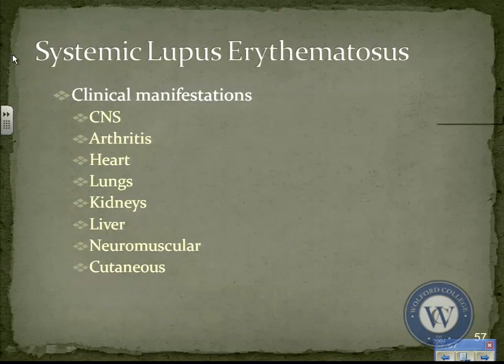Clinical manifestations include people becoming psychotic. They may have neurological impairment and psychiatric disturbances. Arthritis may also develop, along with heart, lung, kidney, liver, neuromuscular, and cutaneous problems. So it attacks pretty much the whole body. Just show me what isn't attacked. That's the easiest one to remember with lupus. It can attack everything.